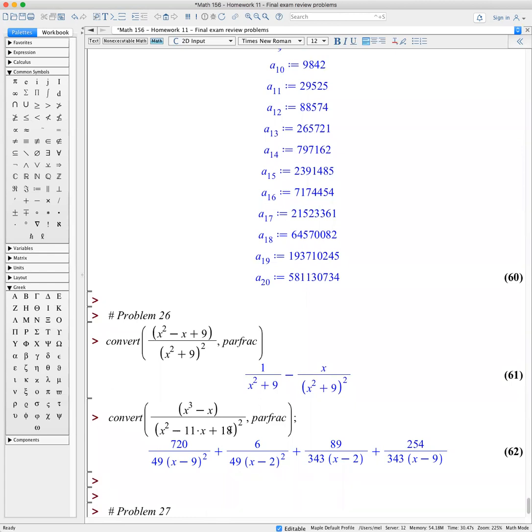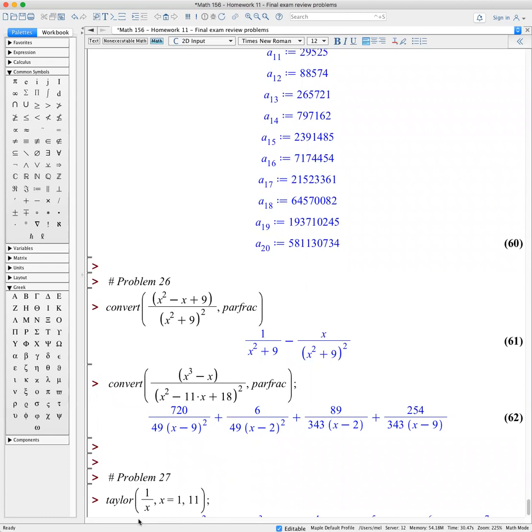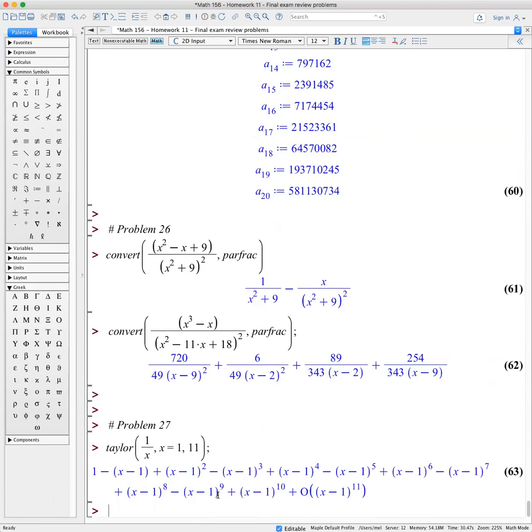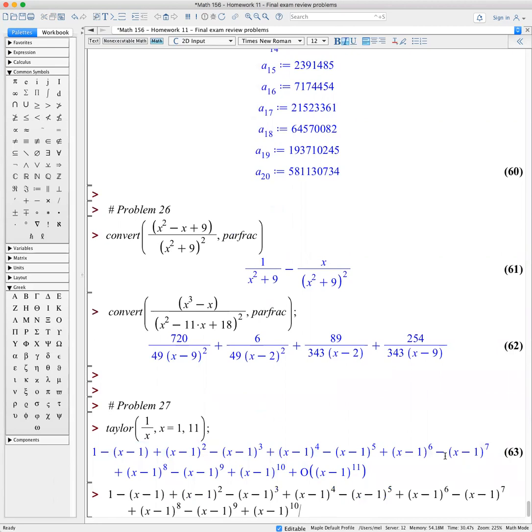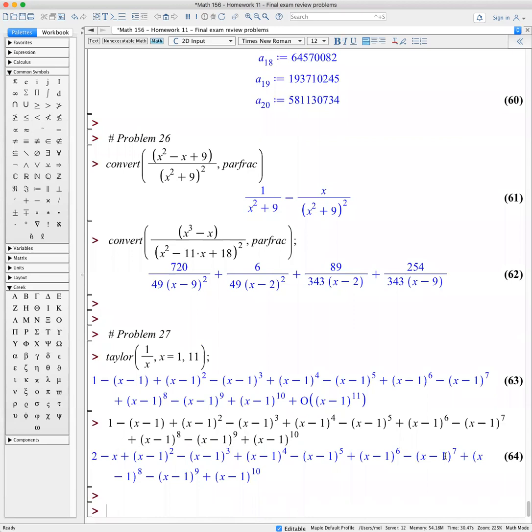Okay. Problem 27 is to compute some Taylor series. The command is Taylor, your function, the center, c equal 1, but you write that as x equal 1. And if you want a polynomial of degree 10, you have to type in 11. So this gives you 10 terms plus an error. Here it is. This is the polynomial of degree 10 plus some error. So the actual answer is this. This is the polynomial of degree 10.